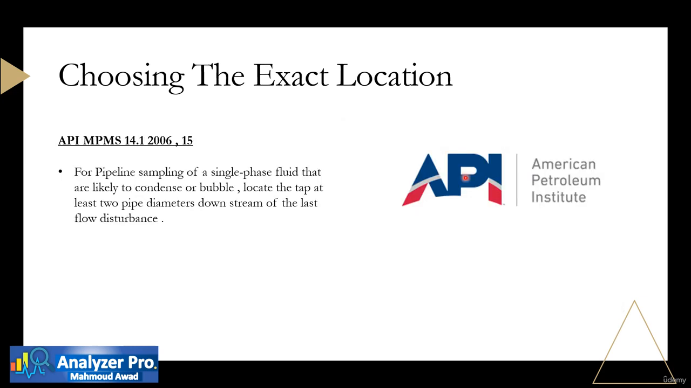Another standard is the API, or the American Petroleum Institute, that states that for pipelines of a single-phase fluid that are likely to condense or bubble, locate the tap at least 2 pipe diameters downstream of the last flow disturbance.